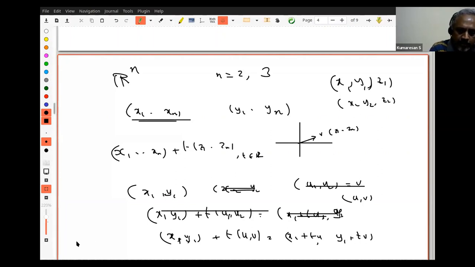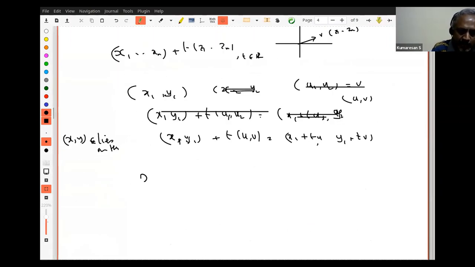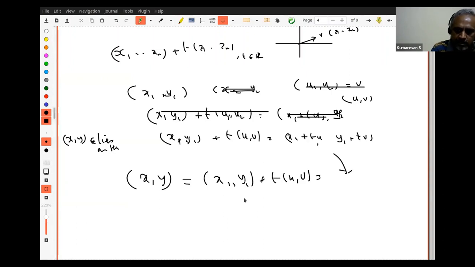Right. Now I want to say a point x, y lies on this line. What does that mean? That means there is a t so that my point x, y is x1, y1 plus t times u, v. That means x must be equal to x1 plus tu and y must be equal to y1 plus tv. Is that clear? For some unique t.